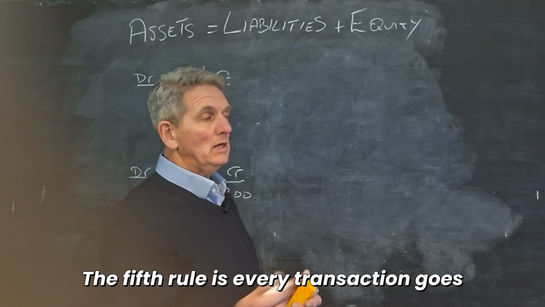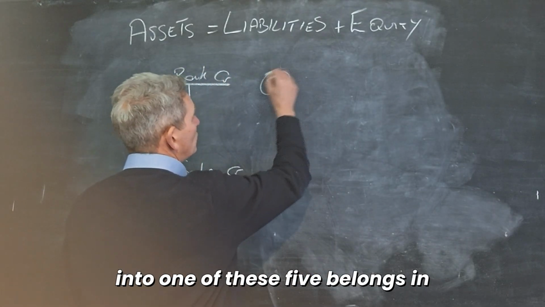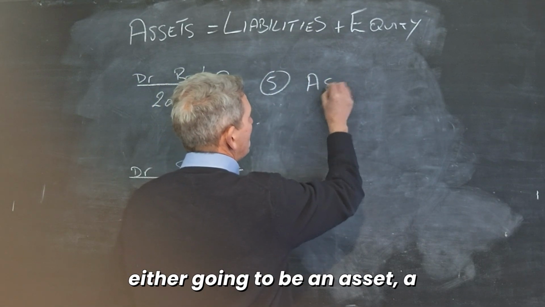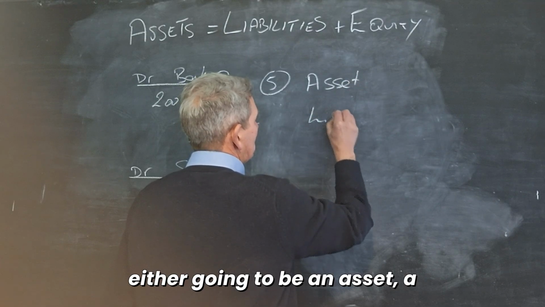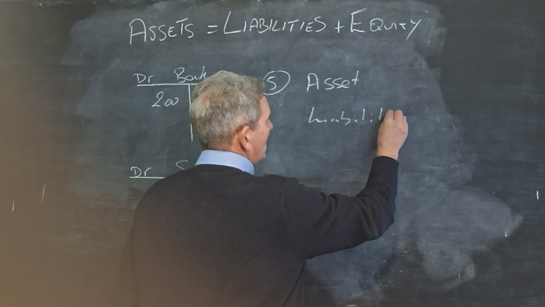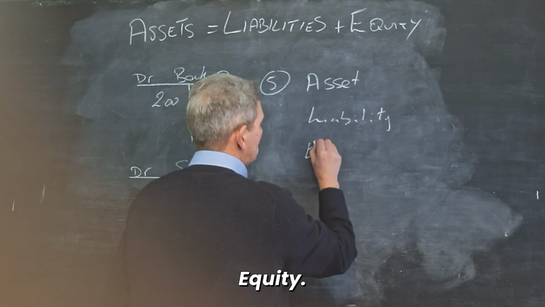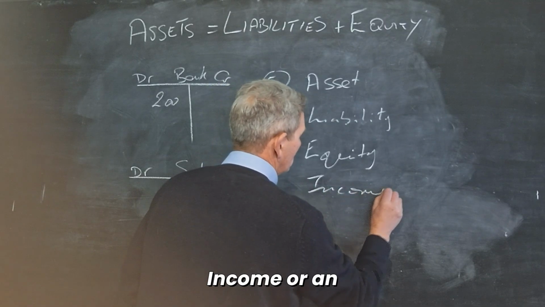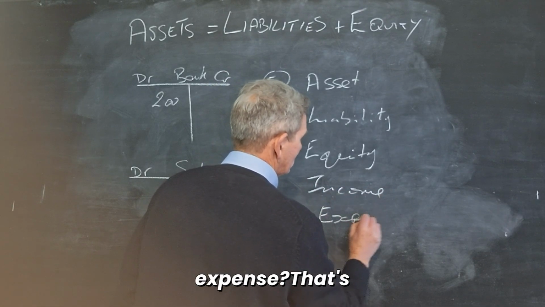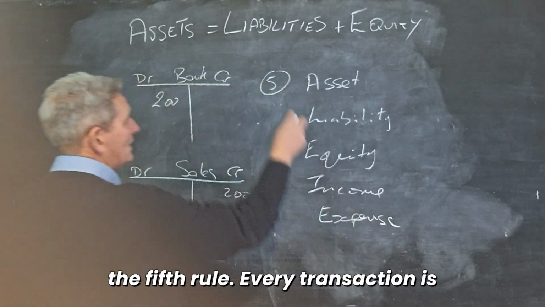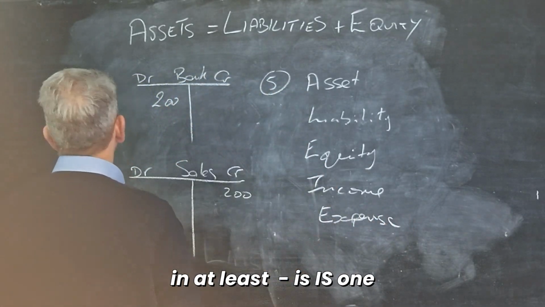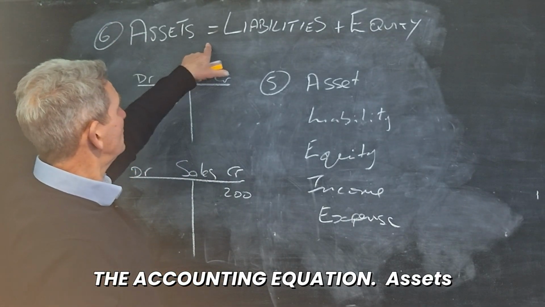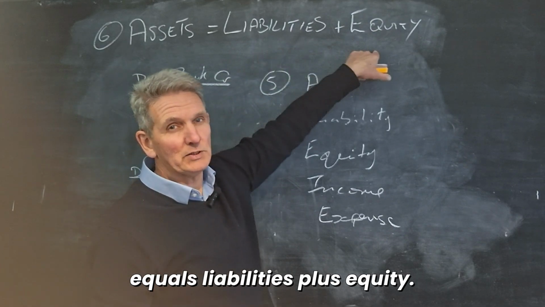The 5th rule is every transaction belongs in one of these 5 categories. They're either going to be an asset, a liability, equity, income, or an expense. That's the 5th rule. Every transaction is in at least one of these. The 6th rule is this: the accounting equation: assets equals liabilities plus equity.